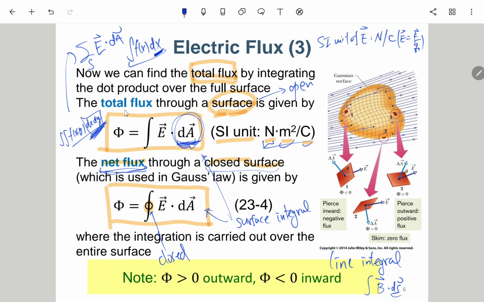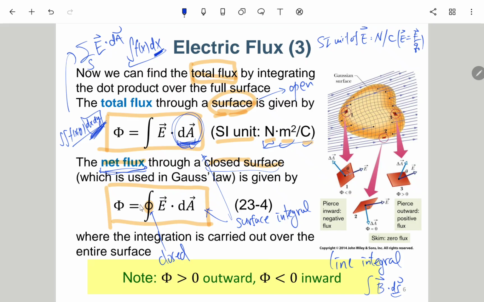So up till now we have defined the total flux and net flux, which are surface integrals. For the total flux, it is defined for an open surface, so we don't have a circle here. And for the net flux, it looks quite similar. The only difference is we have a circle. This circle specifies that this is a closed surface integral.